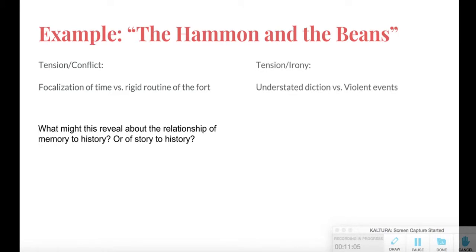Another tension or irony in The Hammon and the Beans is the author's use of emotionally flat language, understatement, to describe scenes of terror and violence, such as the lynching of Chonita's biological father. How does this tension relate to the narrative as a whole?